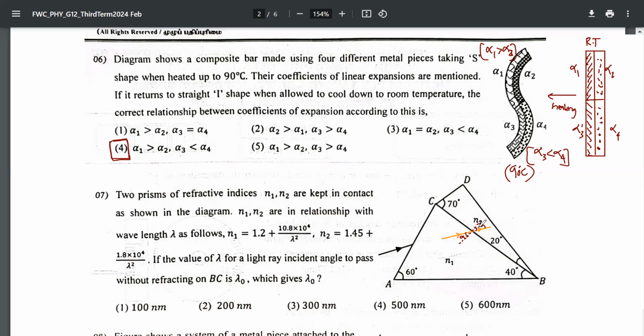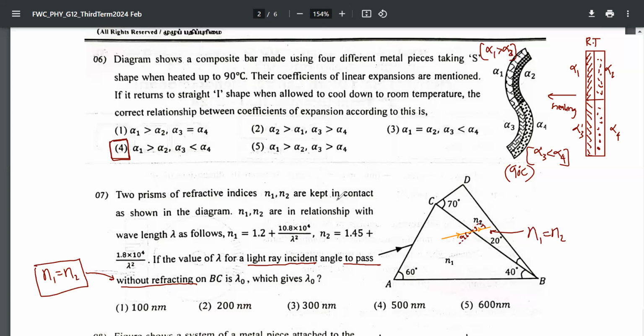What is it? For this to happen, N1 has to be equal to N2. Why? If this is glass and this is also glass, will refraction happen? No. That's all. So the condition for the light ray to pass without refracting is N1 equal to N2. We have learned, if N1 is bigger than N2, it will refract away from the normal. If N1 is smaller than N2, it will refract towards the normal. But if they're equal, no refraction, no deviation.